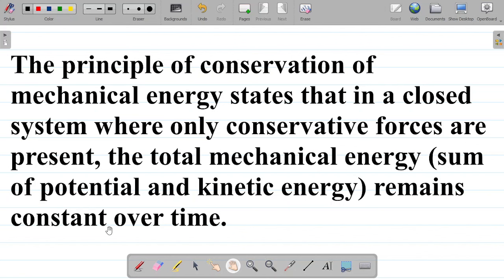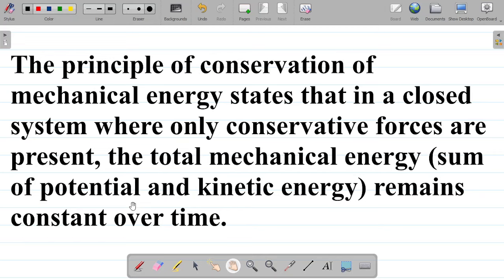That's a closed system. They said where only conservative forces are present, the total mechanical energy, that's the sum of potential and kinetic energy. Record that when we say mechanical energy, two things majorly come to mind. That is potential energy, the energy possessed by a body at rest or due to its position, and number two, kinetic energy, the energy possessed by a body in motion. They said it remains constant over time. All right, so this is the concept of the principle of conservation of mechanical energy.